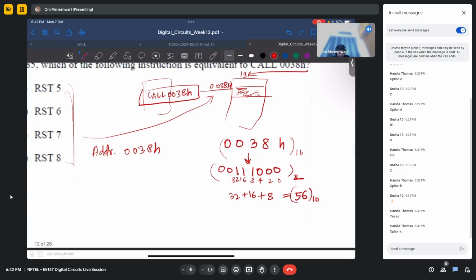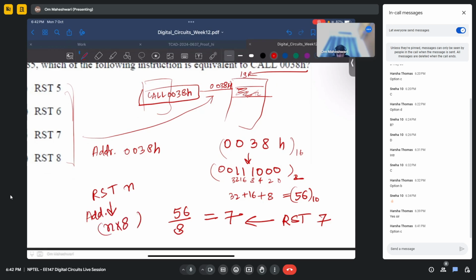Now, if you divide 56 by 8, it will give you 7. So this address should correspond to RST 7. We just saw that in RSTN, the address it points to is n times 8. So your answer should be RST 7.